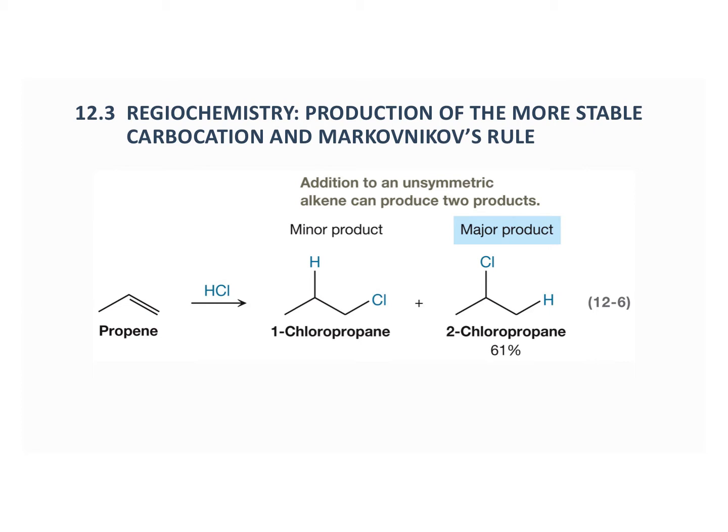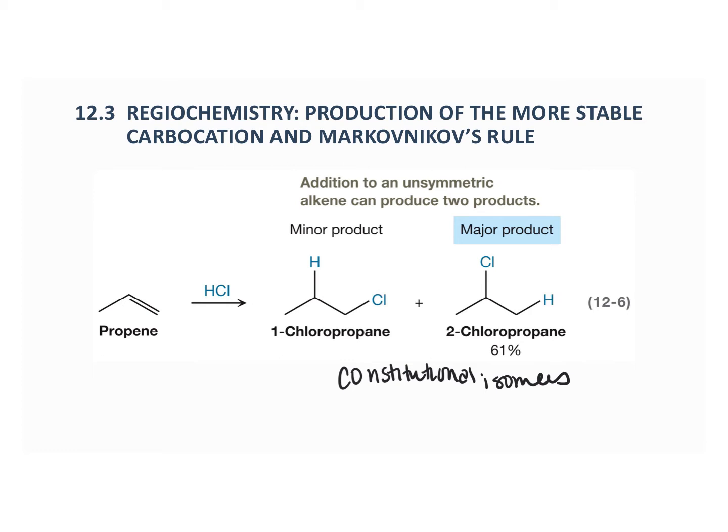With an unsymmetric alkene, like we see here with propene, you end up with two constitutional isomers. And you can see here, there's 1-chloropropane and then there's 2-chloropropane. In this case, 2-chloropropane is the major product.